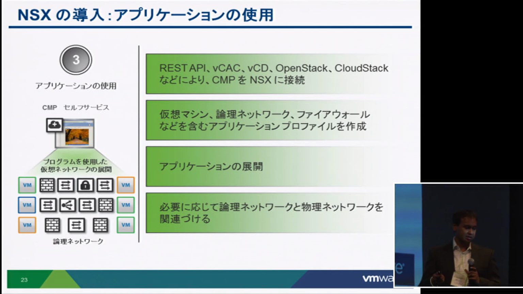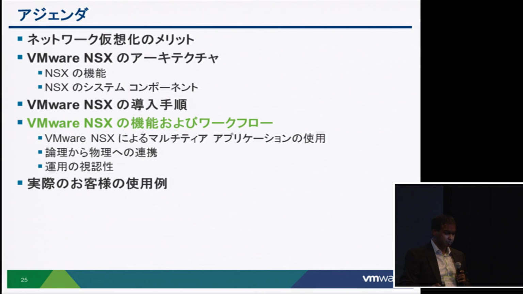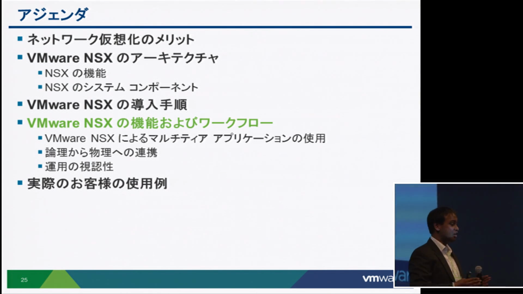Cool. So to recap, 3-step process: have a robust physical network, install the controllers and register the virtual switches from hypervisors, install gateways, register NSX with your cloud management platform, and that's it, and you're ready to go. So with that, we saw it was pretty simple to get up and going. 3-step process. Most of it is automated to get started with network virtualization.